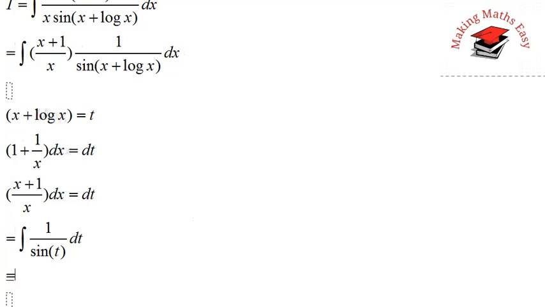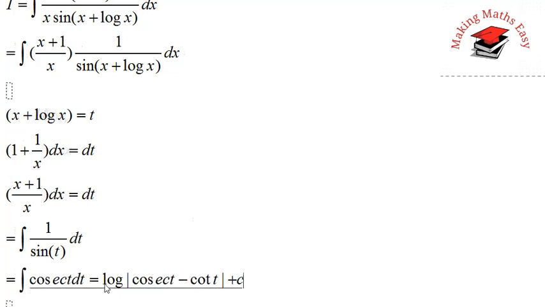So 1 upon sine t is equal to cosec t. So we have to take the integration of cosec t in this case, so cosec of t dt. So integration of cosec t will be equal to log of mod of cosec t minus cot t, and close the mod function, plus c, where c is the constant of integration.